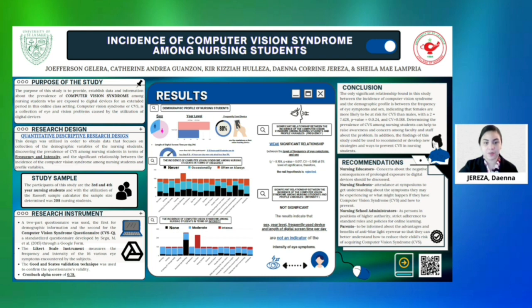Participation of nursing students in symposiums is also recommended, and survey questionnaires should be given after each and every conference to detect who or how many students are developing symptoms of CVS. And lastly, given the country's scarcity of data and information about the topic, future researchers may conduct a study with a broader scope and a larger number of participants.